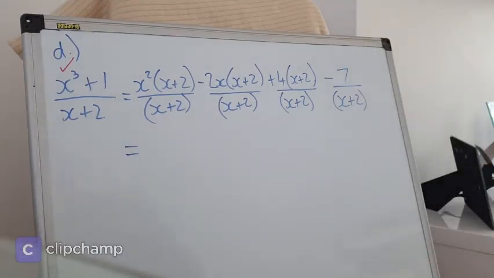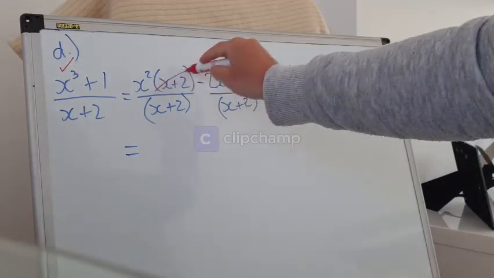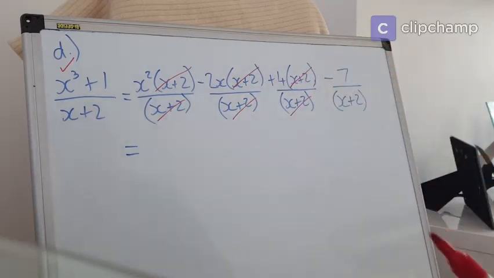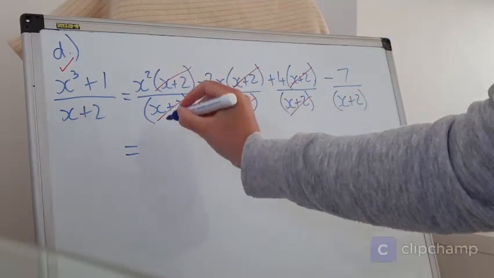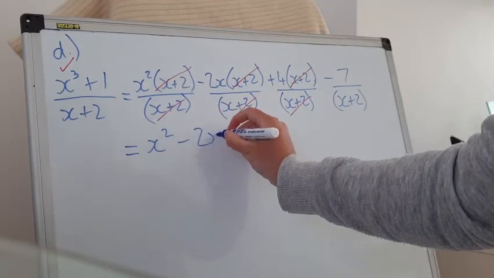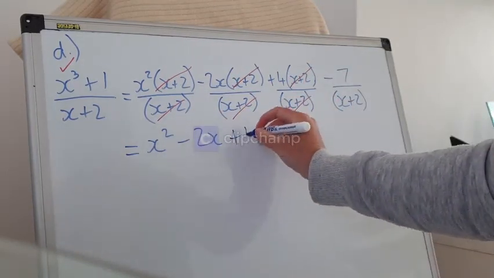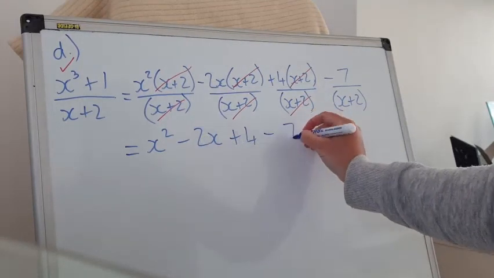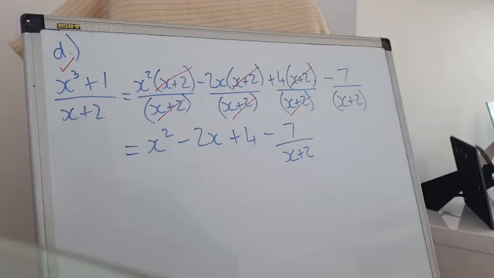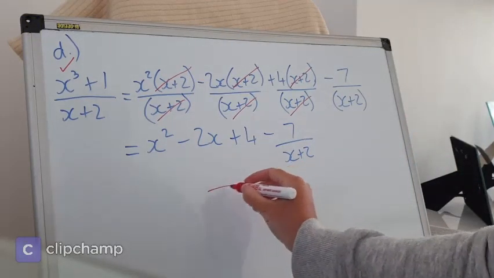Alright, easy bit now as we do our cancelling. And we're left with x squared here, minus 2x, plus 4, minus 7 over x plus 2. And that is your final answer.